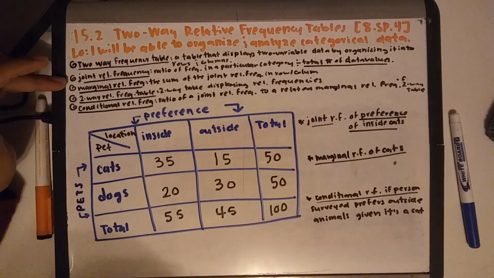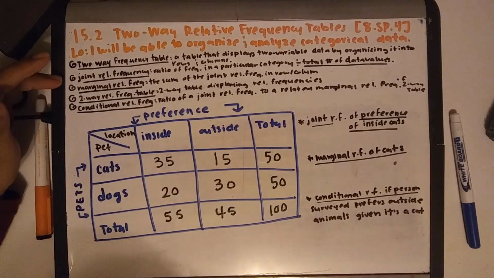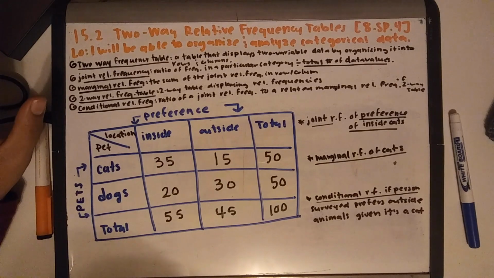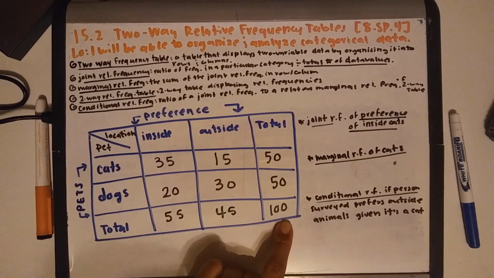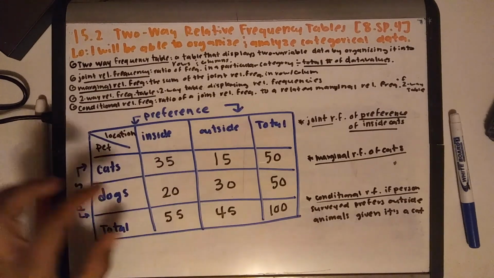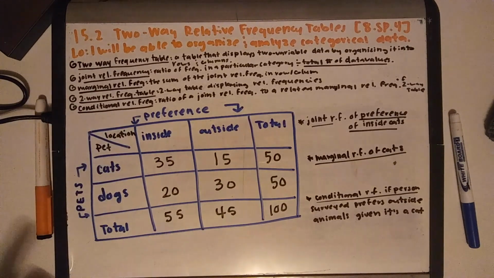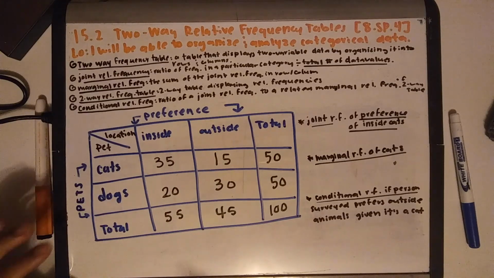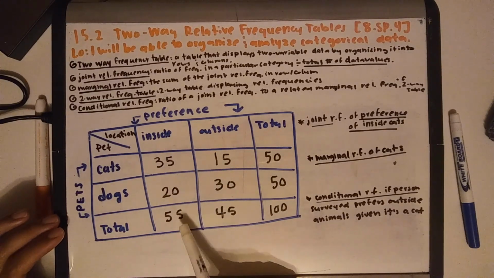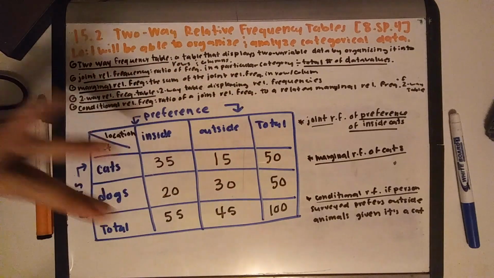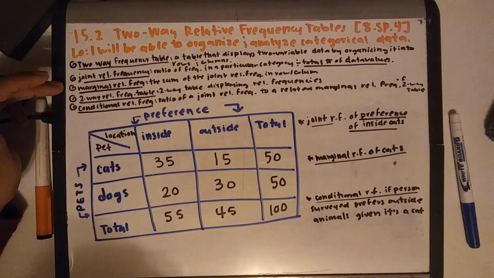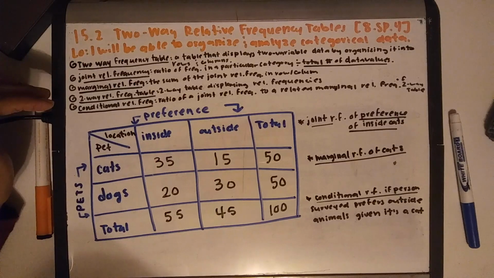Joint relative frequency is a ratio, or the fraction, if you think about it, of frequency in a particular category. So it's only a specific category, so it's not going to be out of the total number of the data values, but only of the total of the category. So for instance, if I'm looking at inside cats, I'm going to compare it only to the total number of cats.